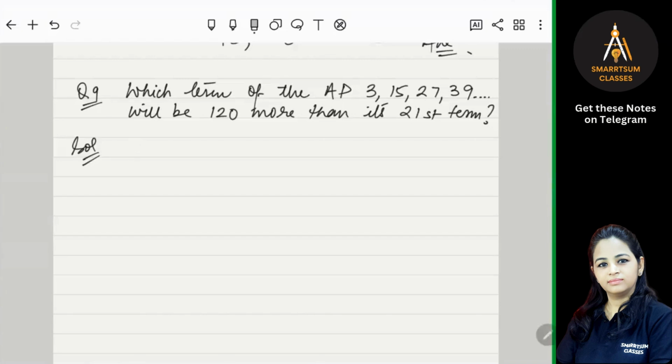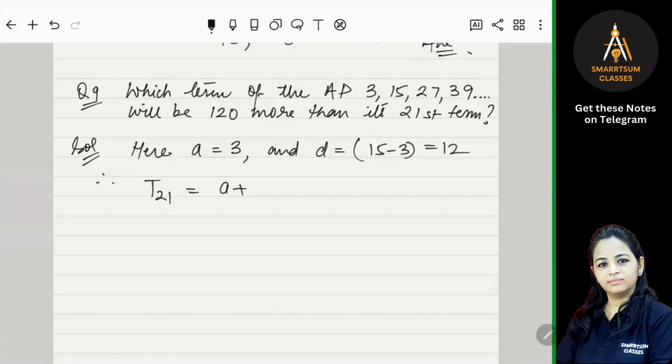So we will first write down what is A and D, right? So here A is 3 and D is the common difference, which is 15 minus 3, that is 12. So now we can find the 21st term, T21, which is A plus 21 minus 1 into D. A is 3 plus 20 into D. D is 12, right? So 3 plus 240, that is 243. So the 21st term is 243.